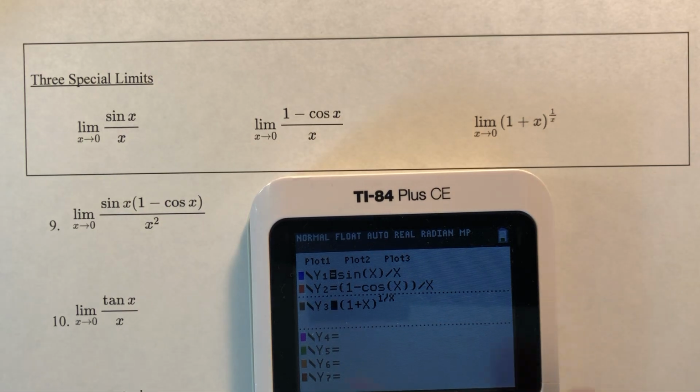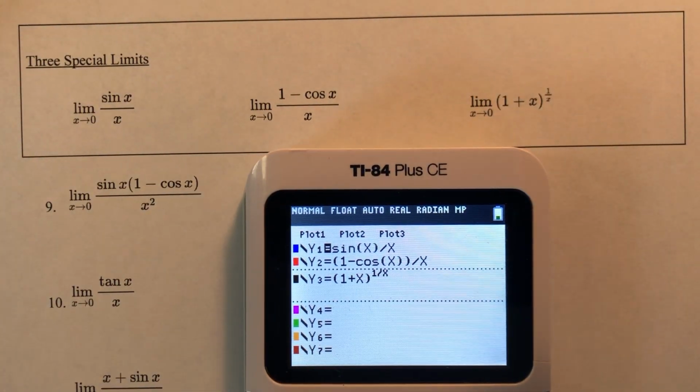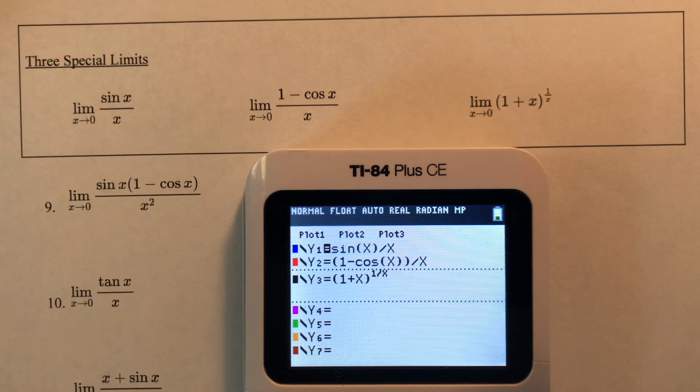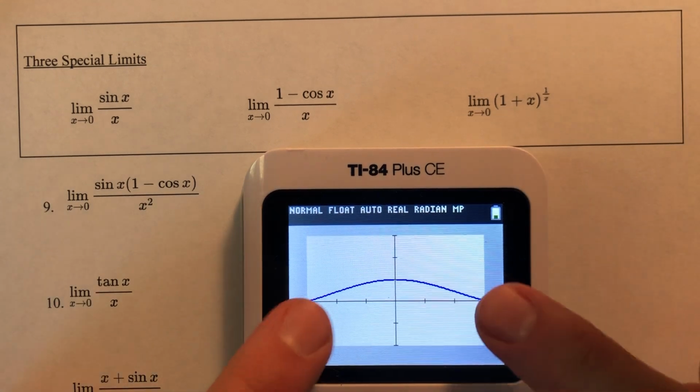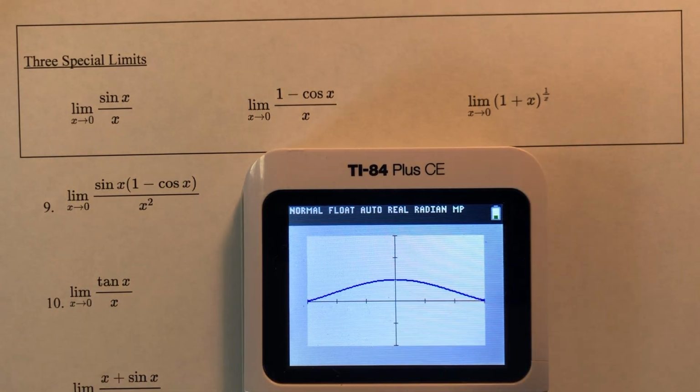I have typed them into my calculator, all three of them, and we're going to graph them one at a time. I've adjusted my window accordingly. So we're going to find out what these limits are just looking at the graph. So here's the graph of the first one. I want to see what happens as we approach an x value of 0. It just happened while I was talking. It happened right there, and the y value is 1.